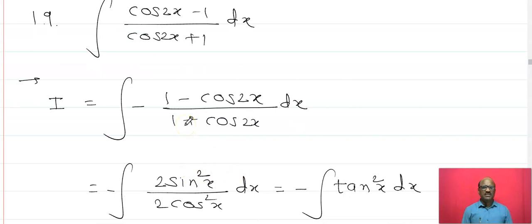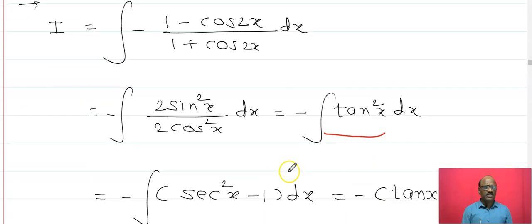Now we know these are very standard formulas. 1 minus cos of 2x means what? 2 sine square x. And what about here? 1 plus cos 2x is 2 cos square x. The 2 gets cancelled. Sin square x upon cos square x, then you will get tan square x. Here is tan square x.